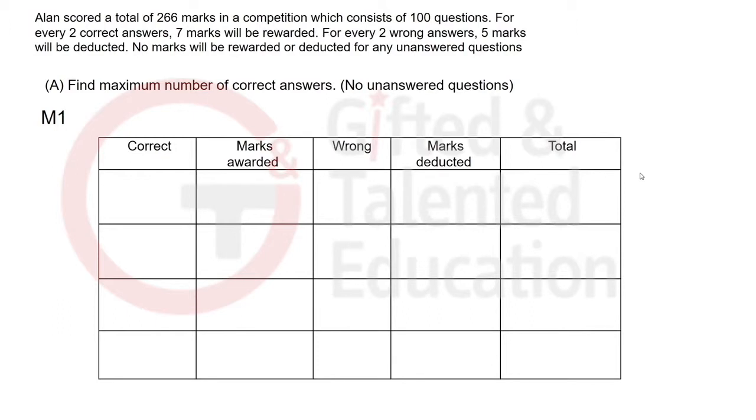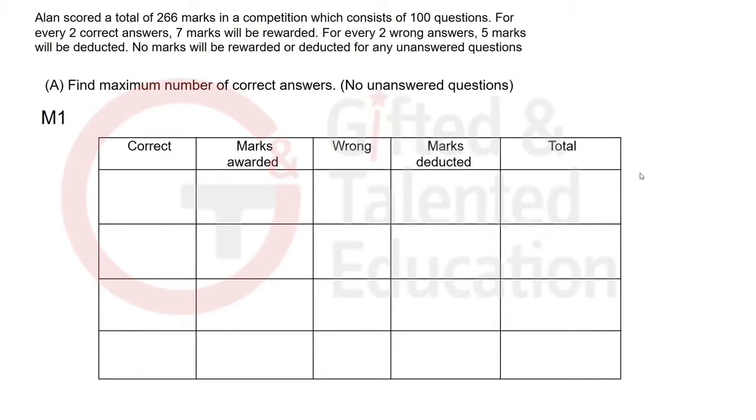In Part A, we are supposed to find the maximum number of correct answers. Earlier, we have observed that whenever the number of correct answers increases, the number of unanswered questions would decrease. So, to find the maximum number of correct answers, we may assume that the number of unanswered questions is 0. We can solve Part A by using the systematic guess and check or the assumption method. We can start off by using the systematic guess and check method. We can start by assuming or guessing the number of questions answered correctly.